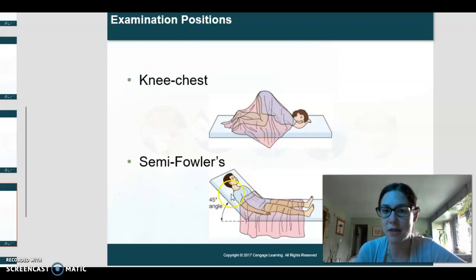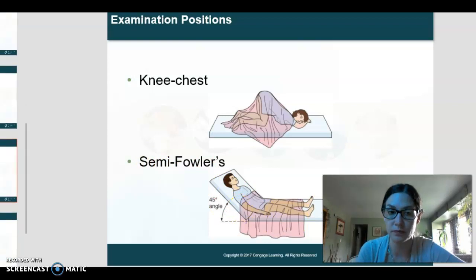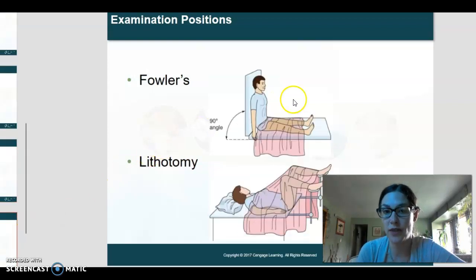And then the semi-Fowlers, this is also something you'll see quite frequently in a doctor's office. And remember, your semi-Fowlers is a 45-degree angle. And then your Fowlers, lithotomy. This is for your PAP, okay? If you have an OBGYN patient, those little handles, those stirrups as we call them, need to be out and ready, okay? Some of them have little slip covers to keep them from being super ice cold.